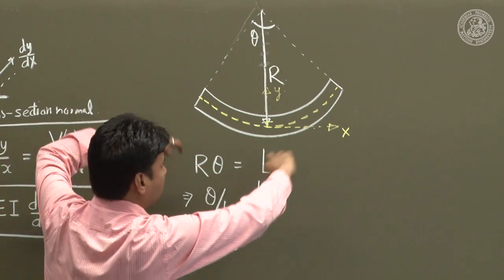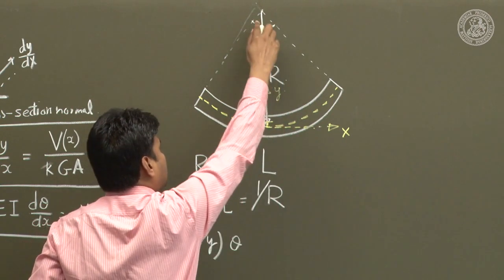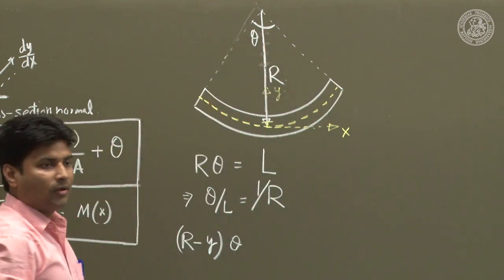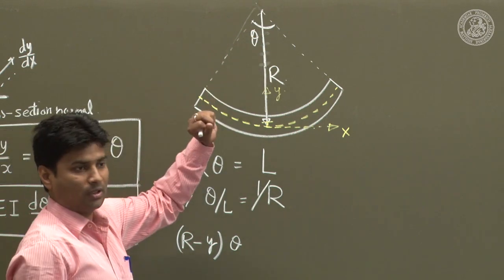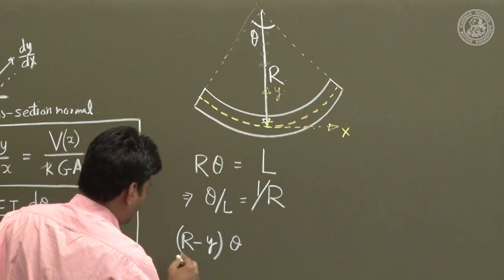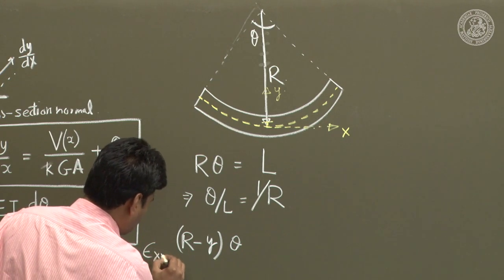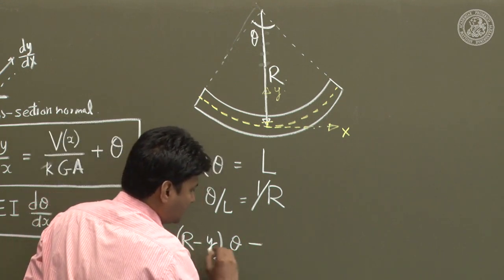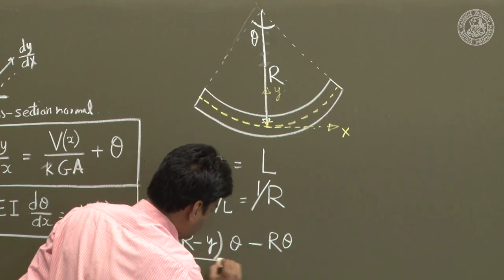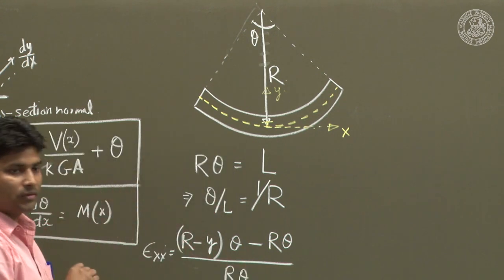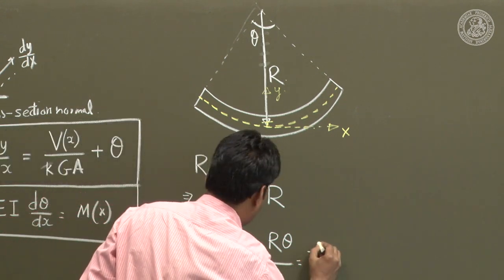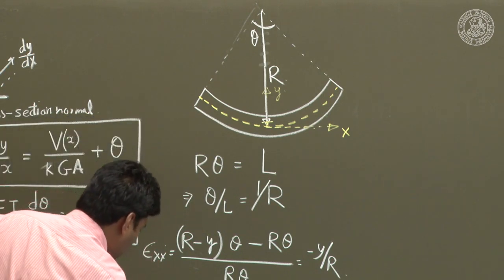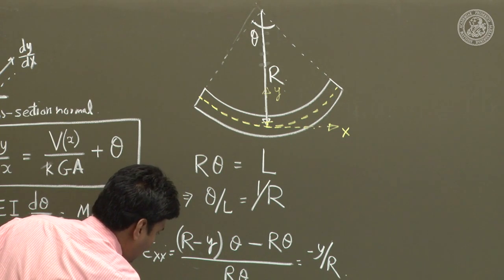Right, because it is bent into a perfect circle. So if I go a distance y away, the radius is R minus y, so that length would be R minus y times this theta. But before bending, that length was R times theta, same as the length of the neutral line. So what's the strain? So epsilon xx is going to be deformed length minus the original length divided by original length. So that's something we have all seen. This becomes minus y over R. Then you can get sigma xx, which is minus E times y over R.